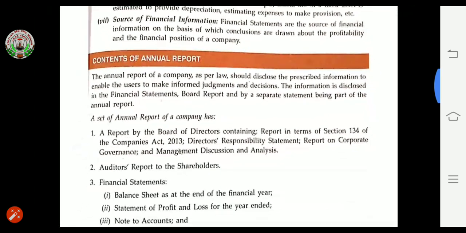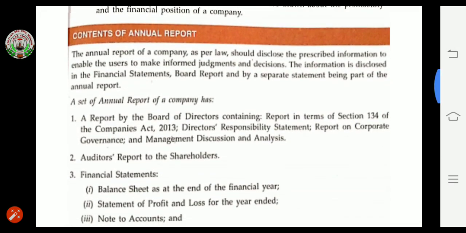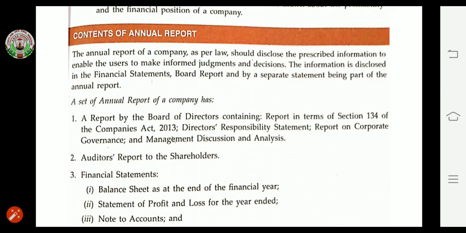Now for today's topic, we are having contents of annual report. The annual report of a company as per law should disclose the prescribed information to enable the users to make informed judgment and decision. Means there is a particular information that should be provided through annual report. What is that annual report?